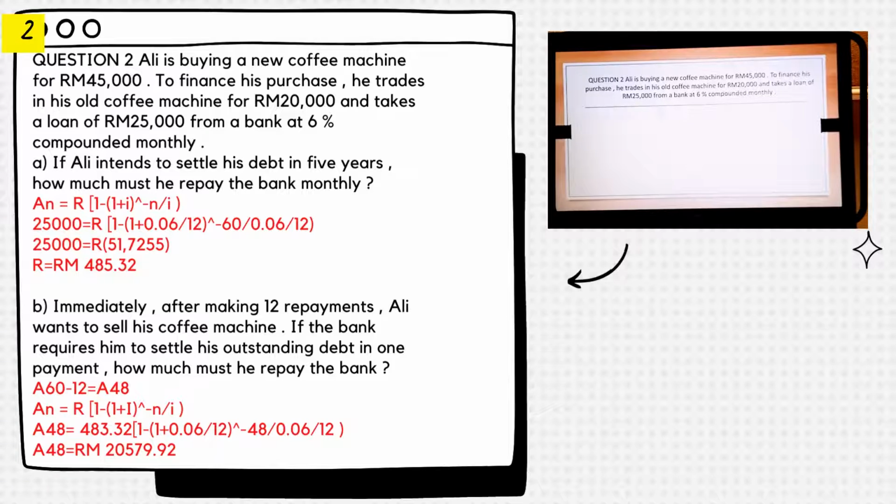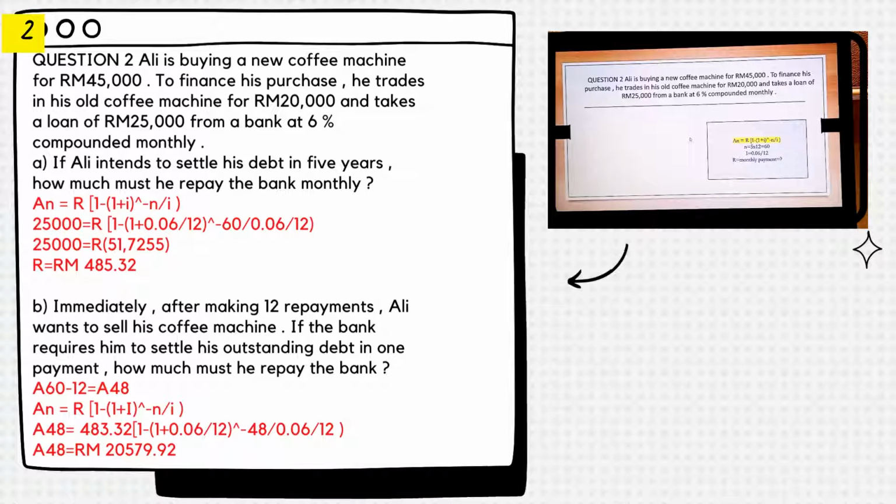Next, we proceed to question 2. Ali is buying a new coffee machine for RM45,000. To finance his purchase, he trades in his old coffee machine for RM20,000 and takes a loan of RM25,000 from a bank at 6% compounded monthly. So, we are going to use this formula: the present value equals R [(1 - (1 + i)^-n) / i].